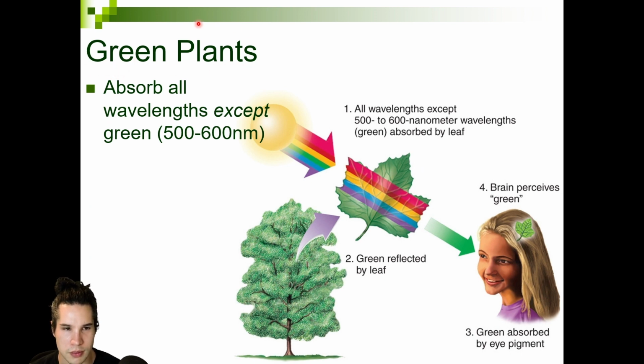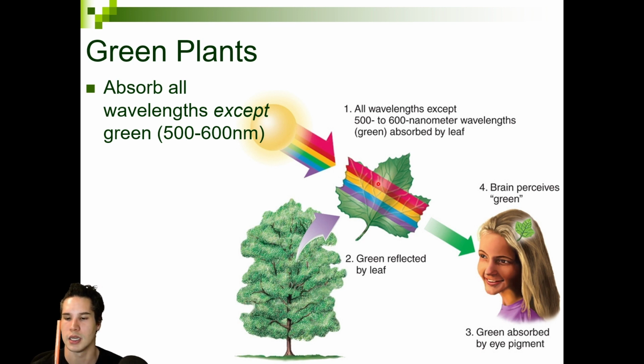So plants, as we know, most common plants are going to be typically green, and that roughly means that they're absorbing all wavelengths except for green, which is usually found between 500 and 600 nanometers in wavelength. So all wavelengths except for 500 to 600 nanometer wavelengths are absorbed by the leaf, and instead of being absorbed by the leaf, it bounces off the leaf. So all wavelengths except for green are absorbed. Green bounces off, it reflects from the leaf, and it hits our retinas and we interpret it as green.